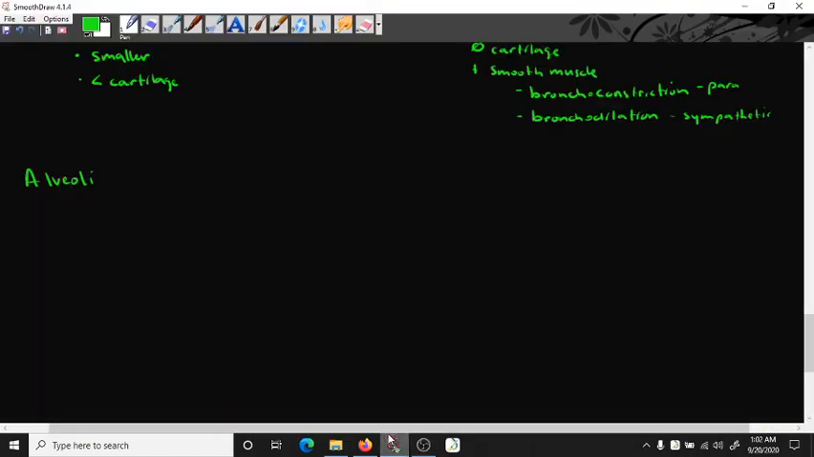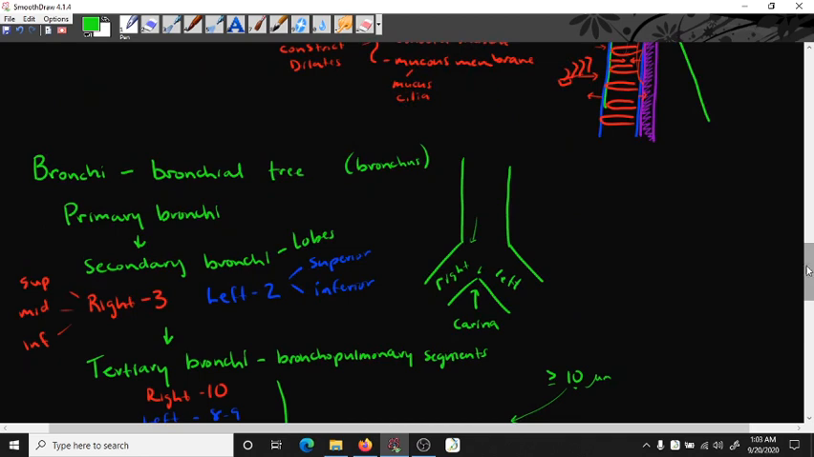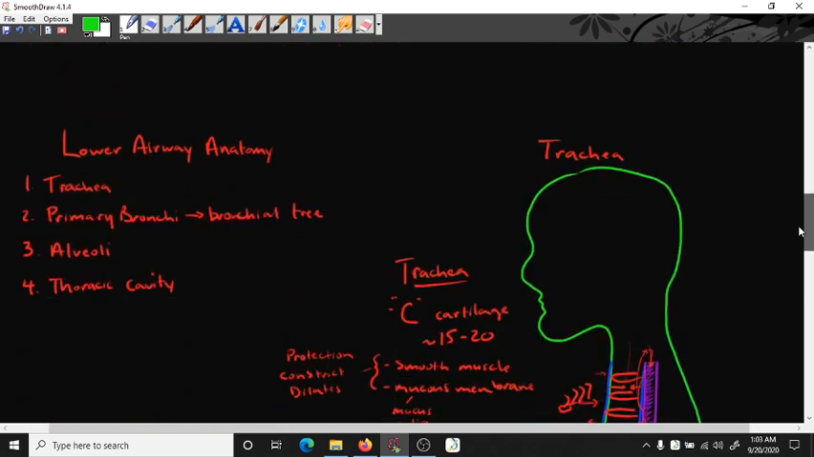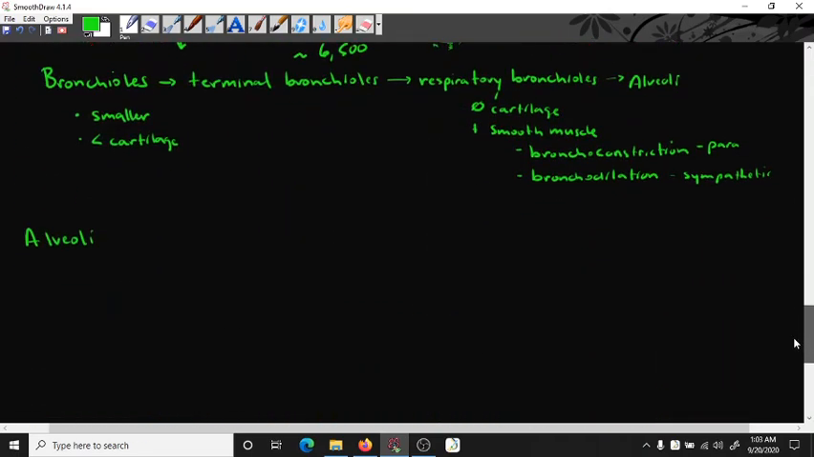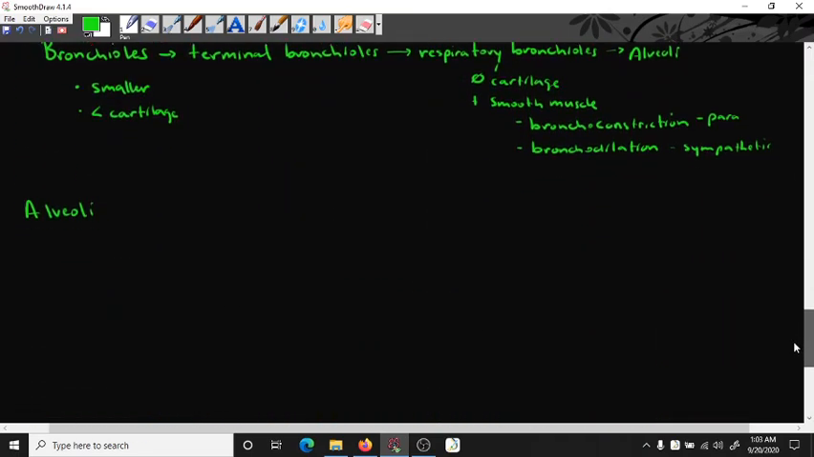Alright, let's complete our lower airway anatomy. Remember, we just got done talking about it. I made a quick video talking about the upper portion of the lower airway. Now we're getting all the way through all these bronchioles and terminal bronchioles, respiratory bronchioles.